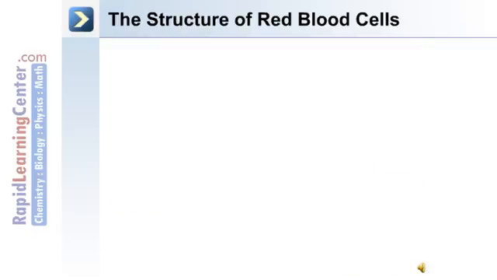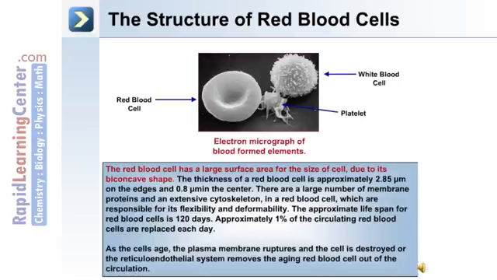The structure of red blood cells. A red blood cell can be seen in this electron micrograph along with a platelet and a white blood cell. The red blood cell has a large surface area for the size of cell, and that's because of its biconcave shape. The thickness of a red blood cell is approximately 2.85 micrometers on the edges and approximately 0.8 micrometers in the center. There's a large number of membrane proteins and an extensive cytoskeleton in a red blood cell, and these allow it to be flexible and deformable.